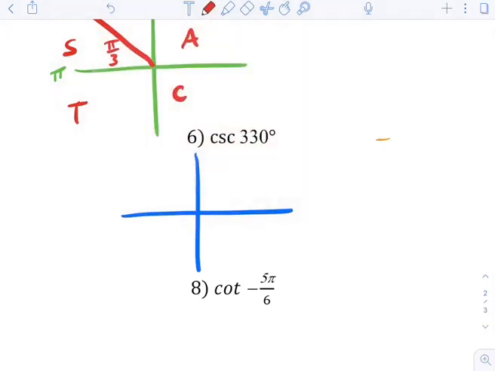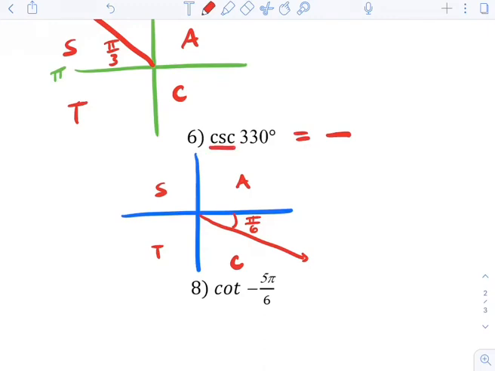Next one, we're looking for cosecant. 330. So I know that that's in this quadrant here because we're 30 degrees short, or pi over 6 short. That is 30 degrees of a full circle, right? 360 degrees is a full circle. So CAST rule says that only cos and its reciprocal is positive in that quadrant. So we're looking at cosecant, which is the reciprocal of sine. So I know it's going to be negative something. I don't know exactly what, but I know it's going to be negative something.